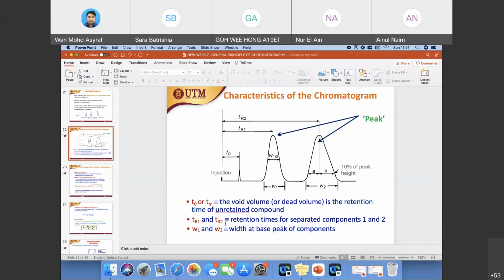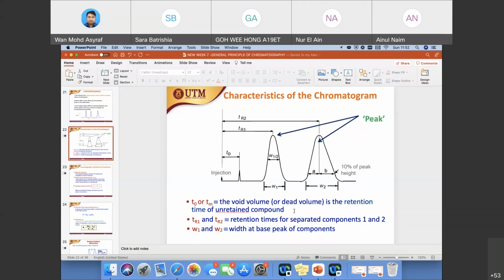TR1 or TR2 are the retention times for the separated components. TR1 is from 0 here up until the first peak, which is the middle of the peak. For TR2, the retention time 2, it starts at 0 up until peak number 2 here. W1 and W2 are the widths of the base of the peak of the component. So this is the width. The width under the curve here would have an effect on the concentration later on.